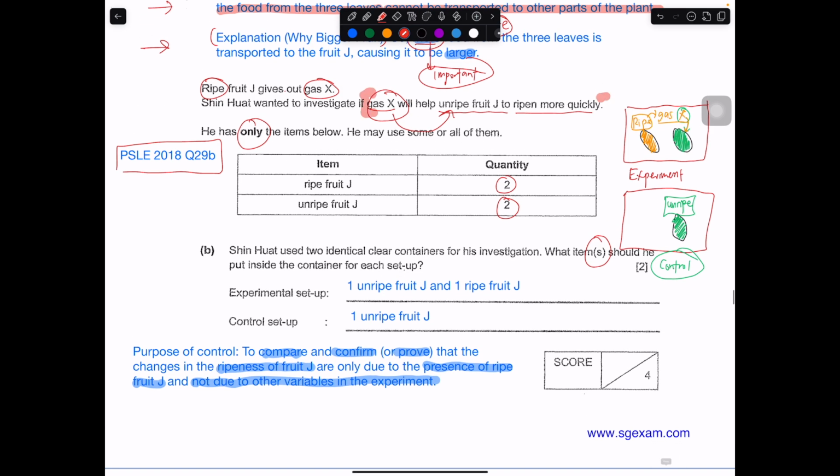So what happens if this is true? That means if gas X really helps the unripe fruit to ripen faster, the experimental setup will take a shorter time to ripen. If this were a banana, the green fruit will become yellow faster than the control setup. This is what we'll be looking at if this is a true statement.